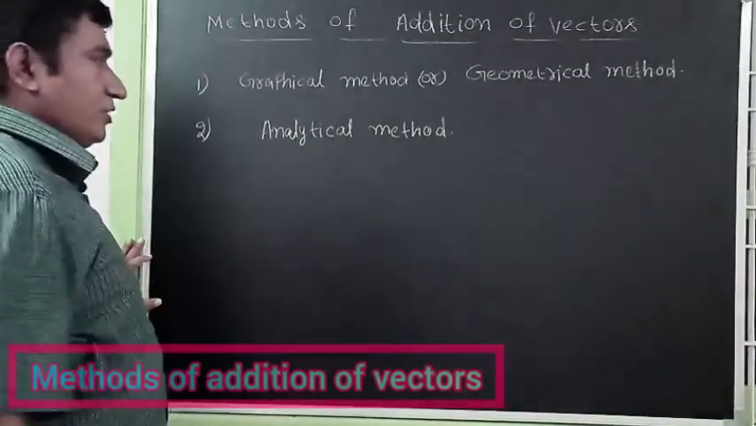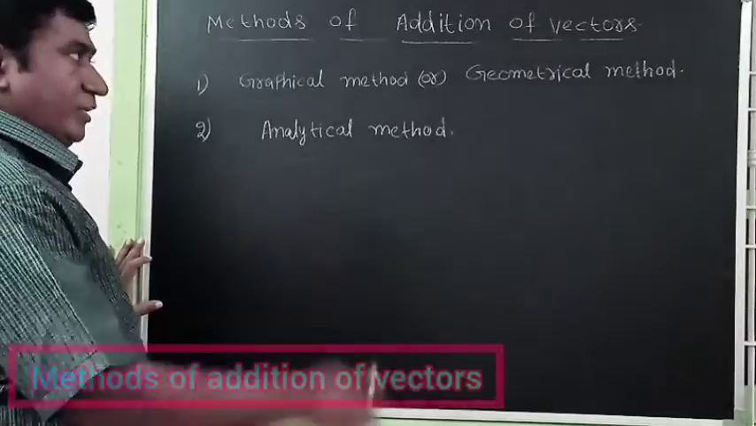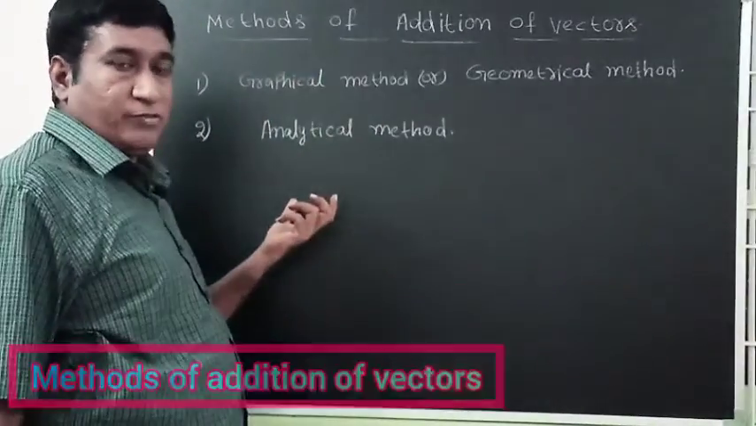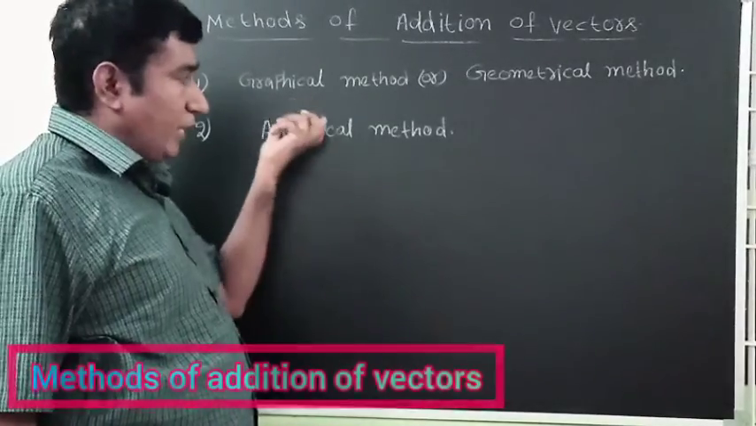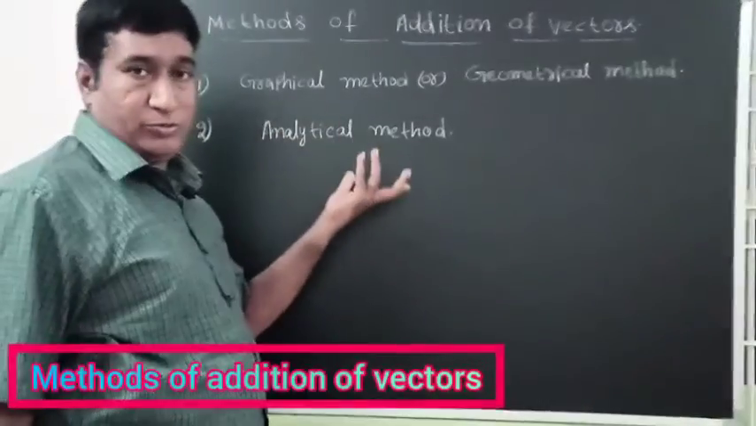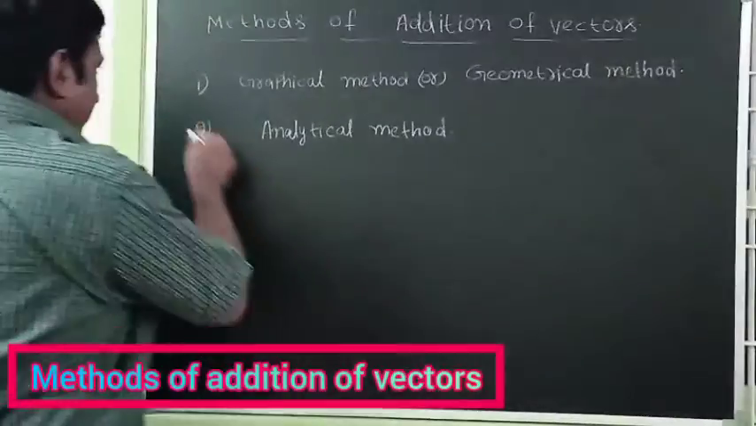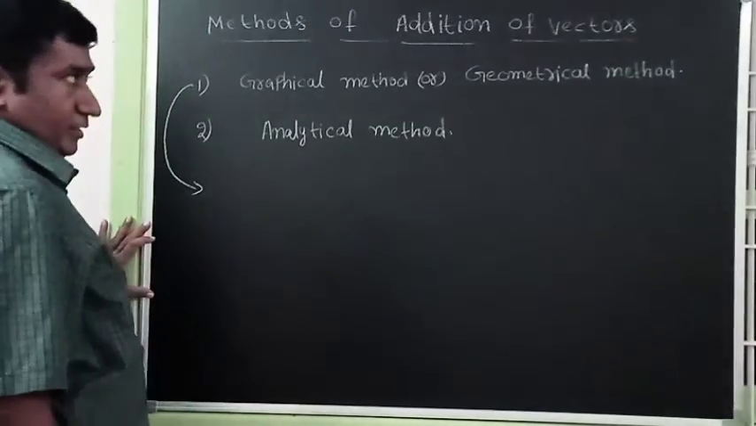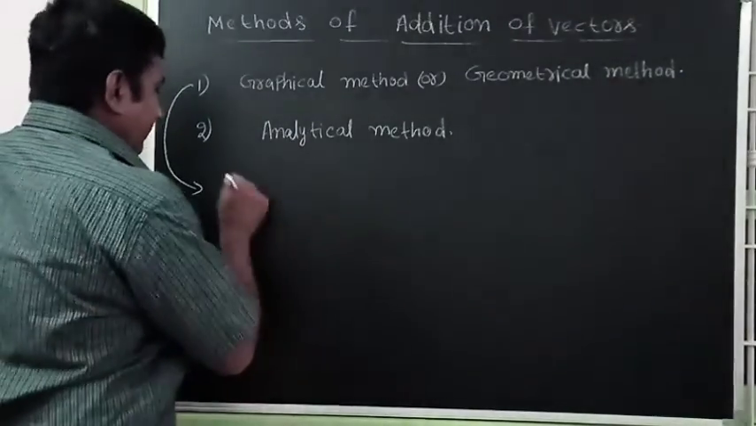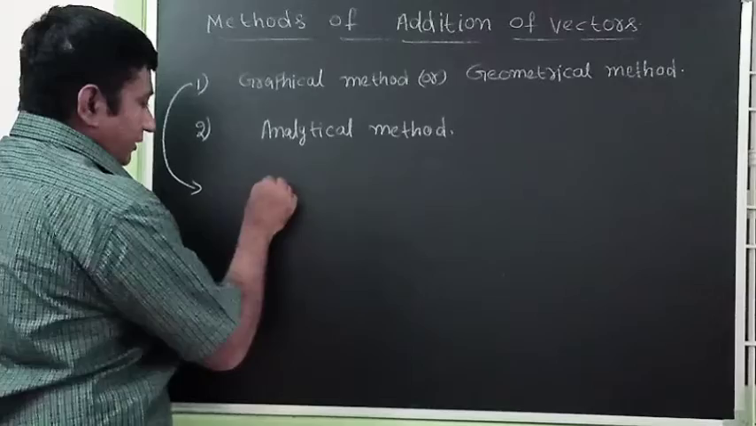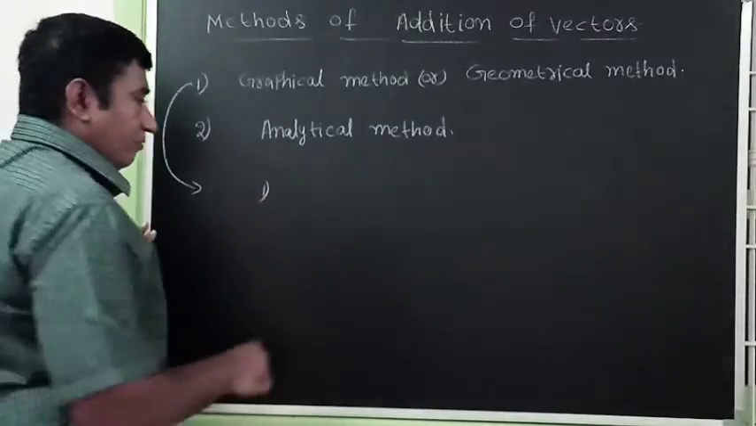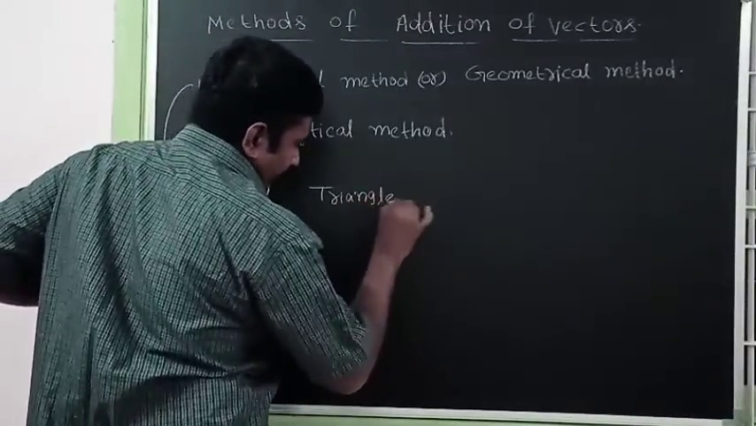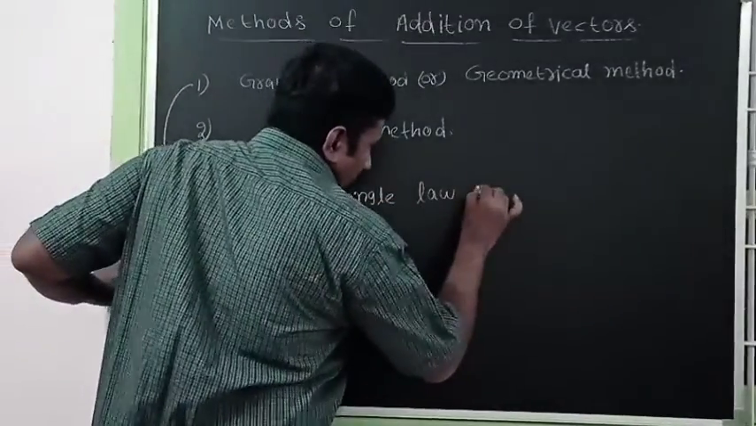Both these methods are used to add vectors, but in the graphical method we represent vectors in the form of arrows, and in the analytical method we can use them directly. First I am going to discuss the concept of the graphical method. In the graphical method, we can classify three types. The first one is the triangle law of addition.